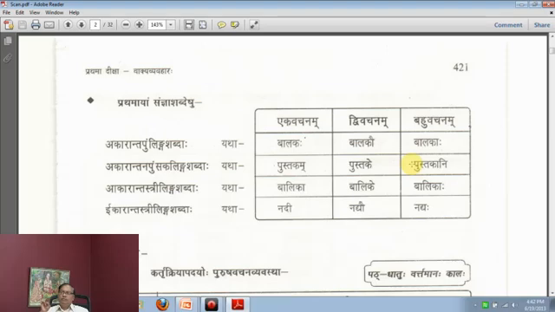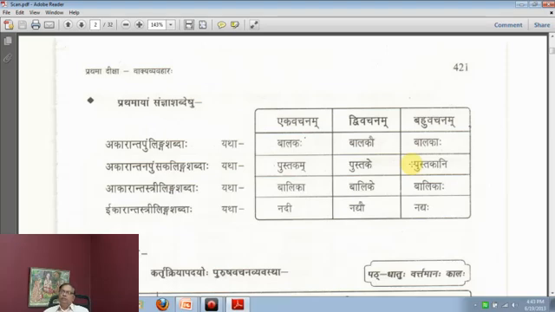Napumsaka Linga Shabda differs only in Prathama and Dvitiya, and from Tritiya onwards it resembles totally the masculine noun, Pullinga Shabda. Balena, Vanena, Pushpena, Phalena, Balaya, Phalaya, Balat, Phalat, Vanat, Balasya, Vanasya, Bale, Vane, and so on up to Saptami. So all the vibhaktis resemble the Pullinga, therefore not much difficulty.